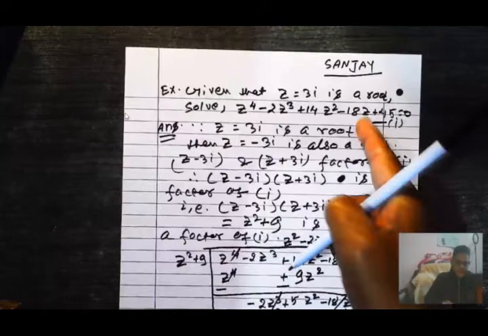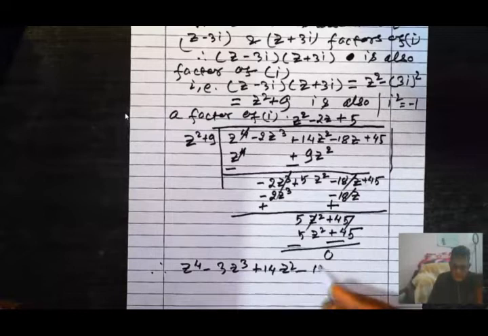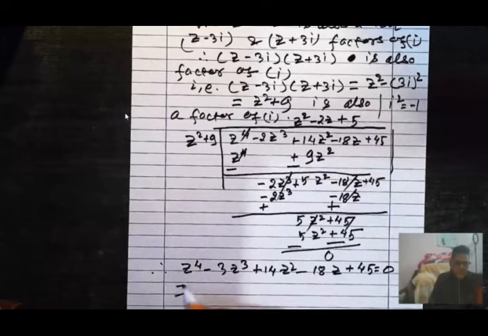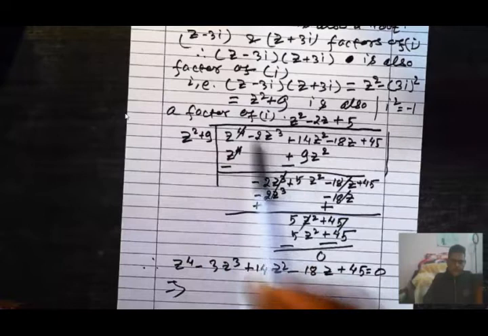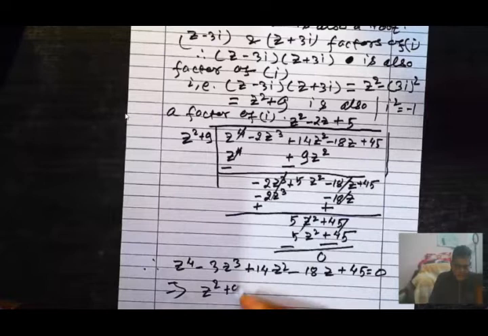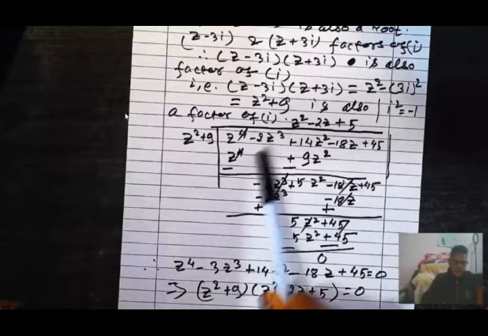This is g^4 minus 3g^3 plus 14g^2 minus 18g plus 45 equals 0, which can be written as the quotient times the divisor equals this polynomial. So you can write (g^2 + 9)(g^2 - 2g + 5) = 0. That means we have divided this polynomial by g^2 + 9, and our answer was like this.